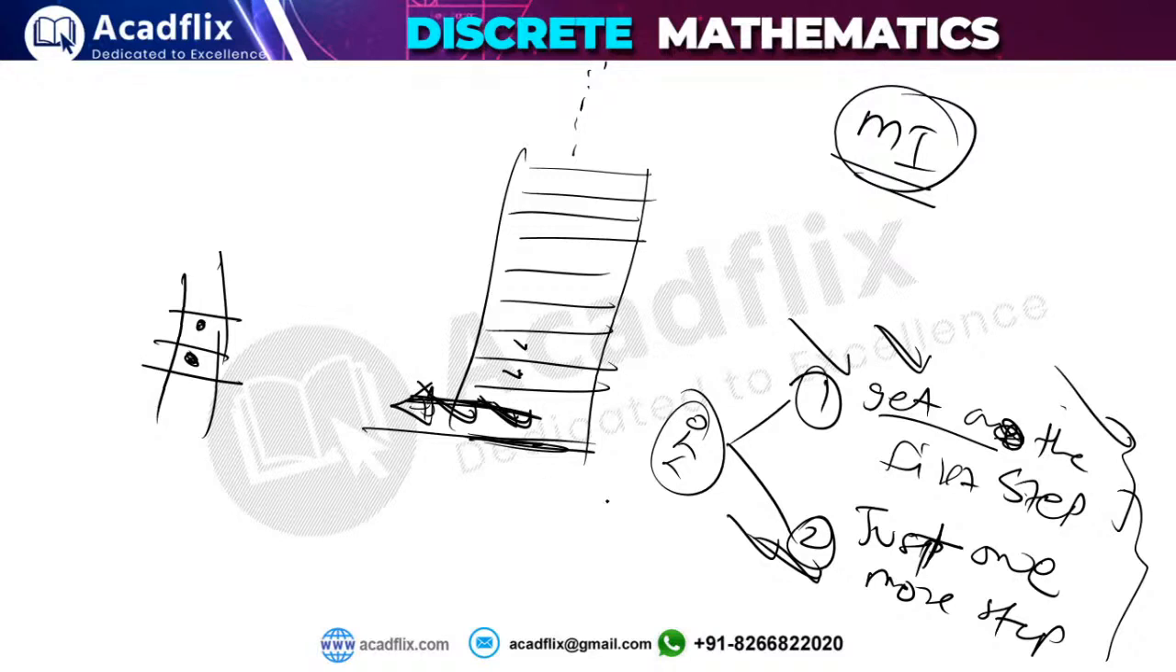Now you are saying that you can do the second task, and the second task is just one more step. So if you are here, you don't look at the infinite ladder, just take one more step, so you can go here. Now if you are here, just take one more step, now you can go here. If you are here, just take one more step, you can go here. Just take one more step, and so on.